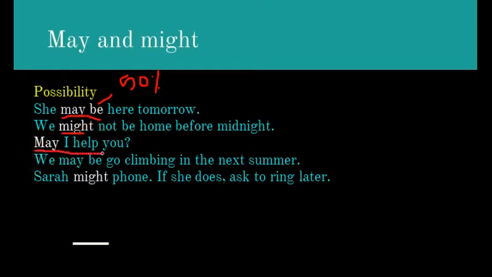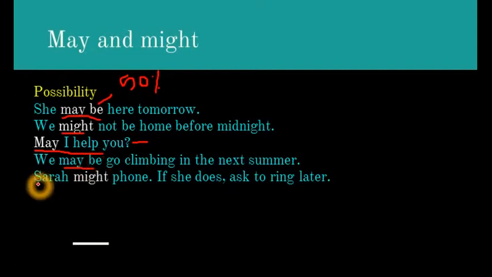May I help you? We use may to ask questions politely. May is not normally used to ask about the chances of something happening. Next example, we may go climbing next summer. In this example, the speaker is using may. It means maybe the speaker is planning for his vacation, so the chances are more.